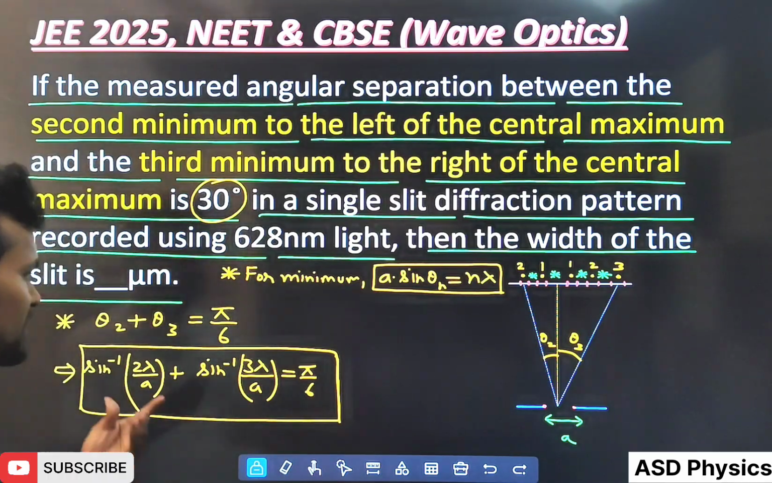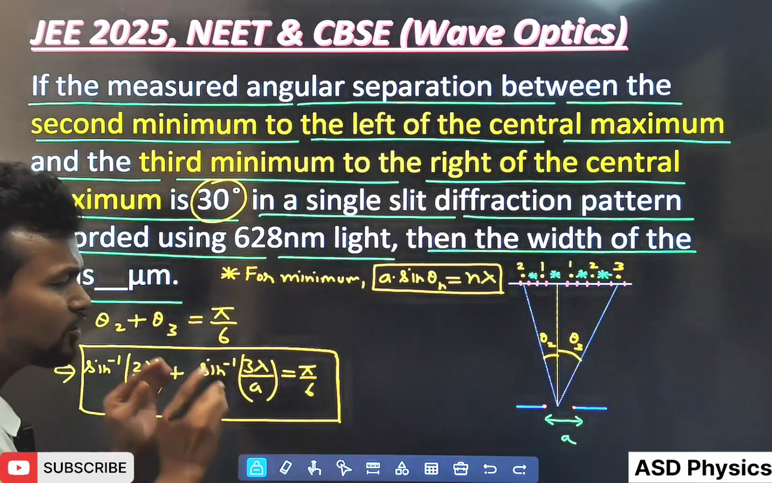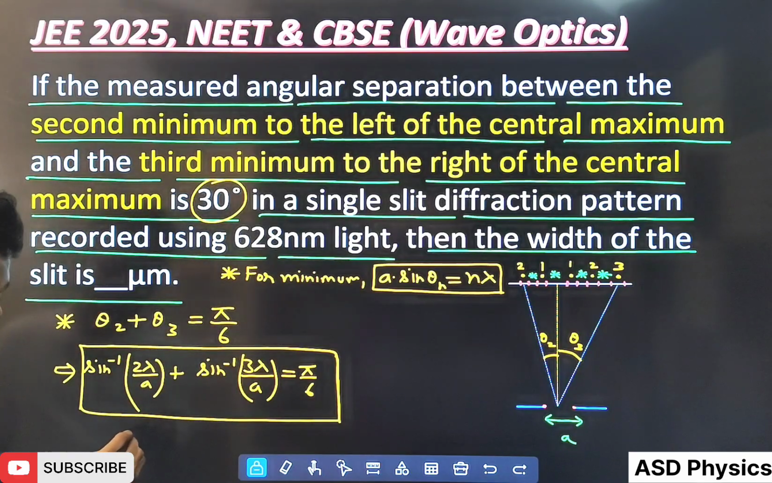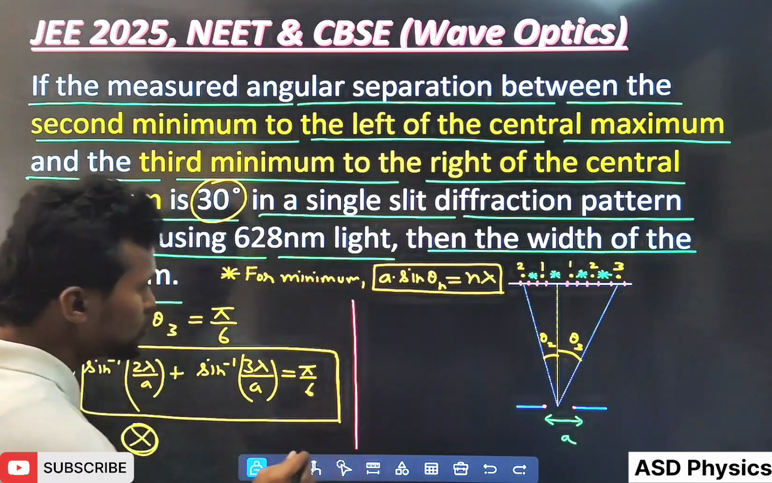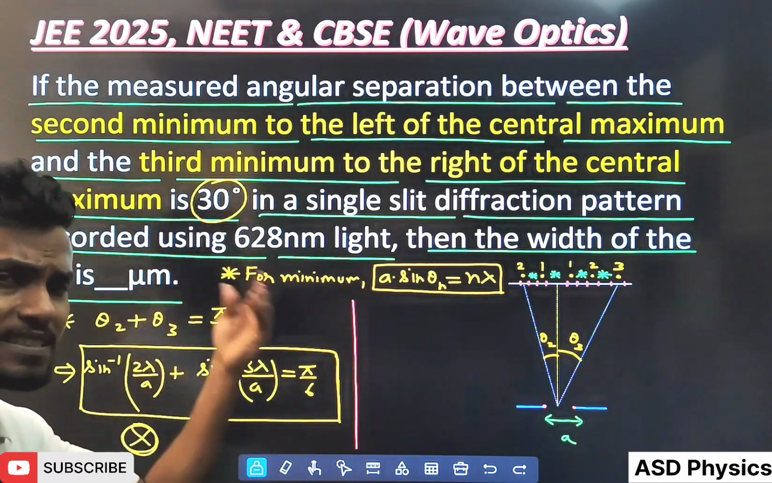But the problem is that this equation is going to be very complex to solve. So we will not use this. Why? Because the calculation is going to be very tough. We have to use the formula for sin inverse x plus sin inverse y, and it will become very problematic. So what we'll do here, we will just use the approximation in this angle itself.